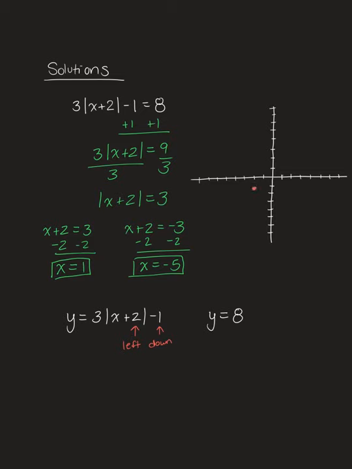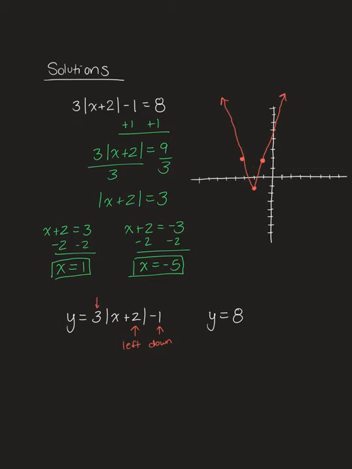This a value here tells you that it's a stretch, so remember it kind of acts like a slope. So from this vertex, you can go up 3 and over 1. Okay, and you do that both ways, and you get this graph here. All right, I know it's not perfect, but we're gonna work with it.